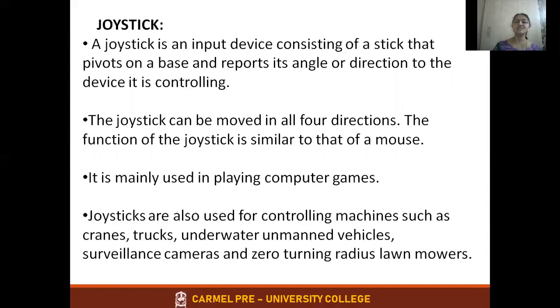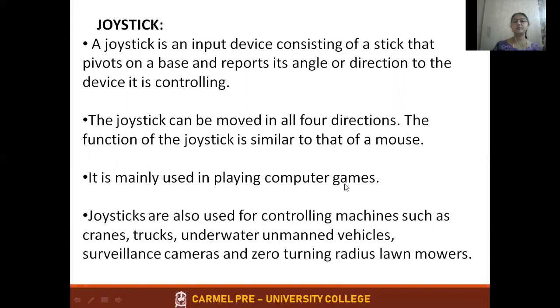It consists of a stick that pivots on a base and reports its angles and directions to the device it is controlling. You have a lever kind of thing like a stick, which we can move in different directions. Accordingly, the coordinates get activated. The joystick can be moved in all four directions. The function of joystick is similar to that of a mouse.